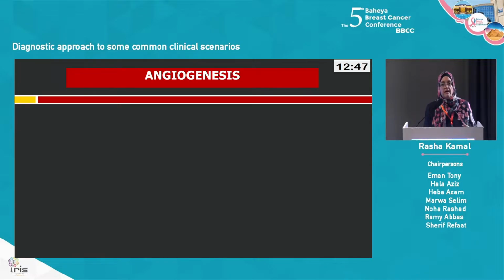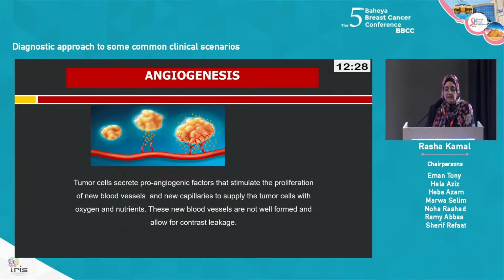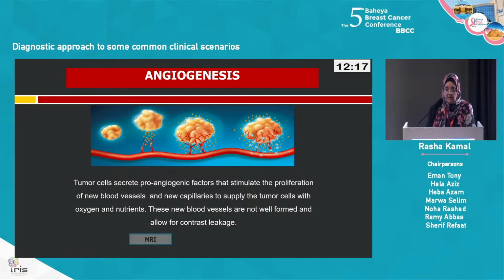And that's why another addition was added to the mammogram, depending on the process of angiogenesis. The tumor cells, as they grow, secrete a pro-angiogenic factor that stimulates the proliferation of new blood vessels and new capillaries to supply the tumor cells with oxygen and nutrients. These blood vessels are not well formed, and they allow for leakage of the contrast media in the surrounding tissues. And that's why when we have malignant lesions, they enhance more than the normal surrounding parenchyma.